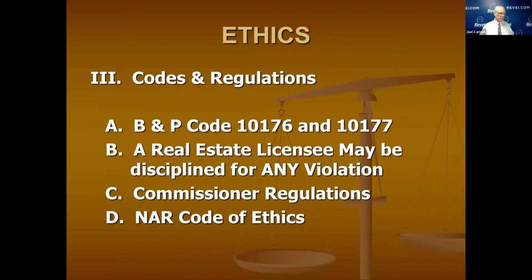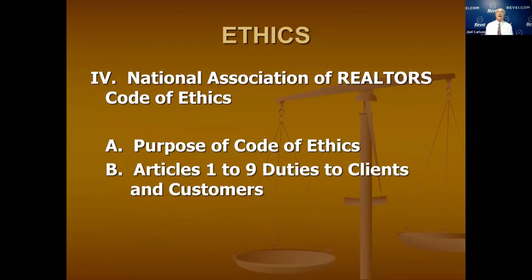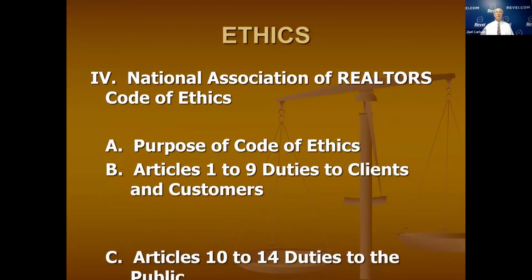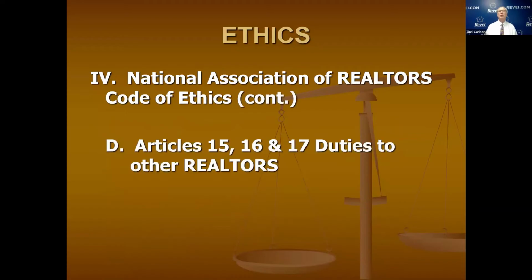So now what we're going to do is we're going to talk about the National Association of Realtors Code of Ethics. These Code of Ethics are broken up into 3 areas. They have the purpose of the Code of Ethics, and then Articles 1 through 9 are duties to your clients and customers. Articles 10 through 14 are duties to the public. And the last 3 duties are duties to other realtors.